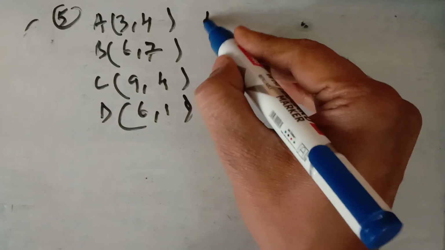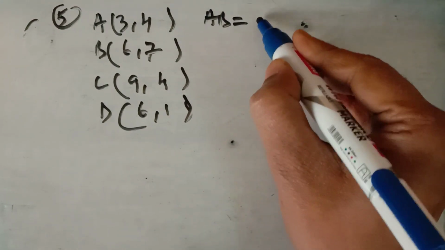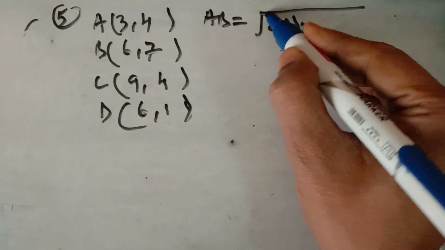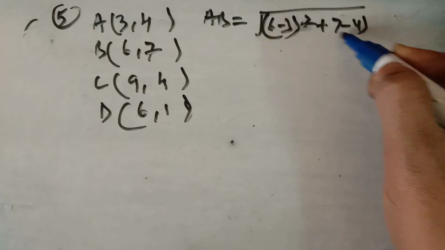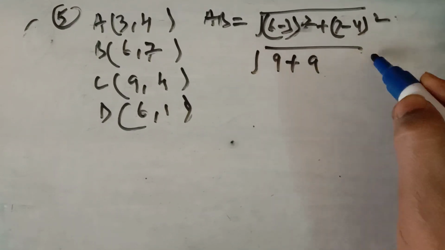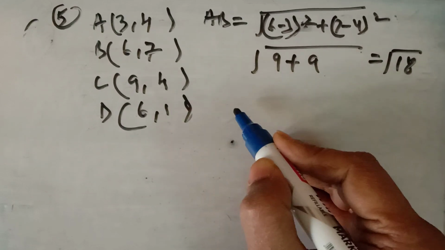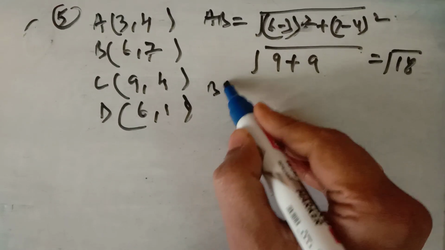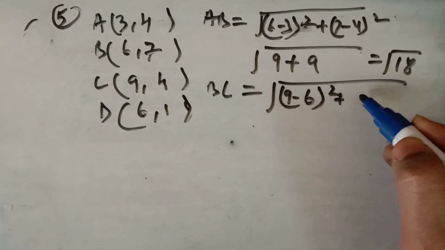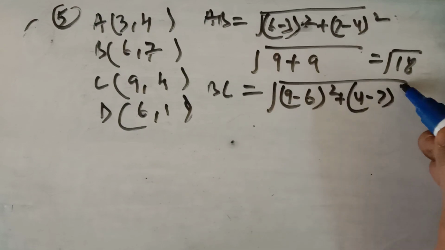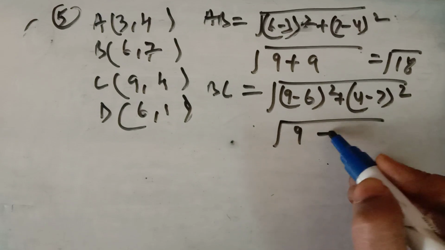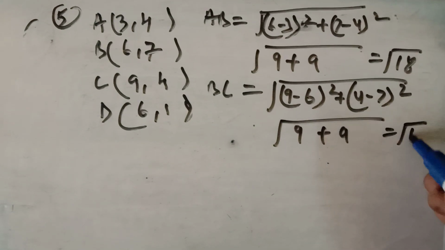So first of all, you find the distance AB. It is the square root of (x2 minus x1) whole square plus (y2 minus y1) whole square. This is coming out to be 3 square, 9, plus 3 square, 9, so it is coming out to be root 18. Now you find the distance between BC. Again (x2 minus x1) whole square and (y2 minus y1) whole square. Here also 3 square 9, plus (minus 3) square 9, this also comes out to be root 18.